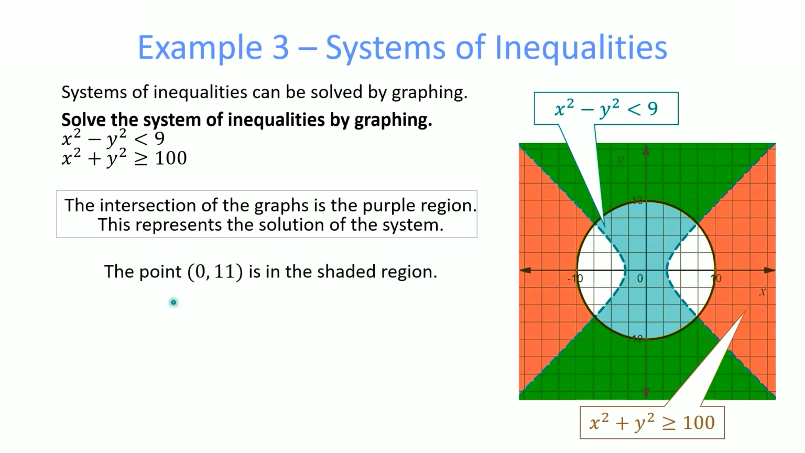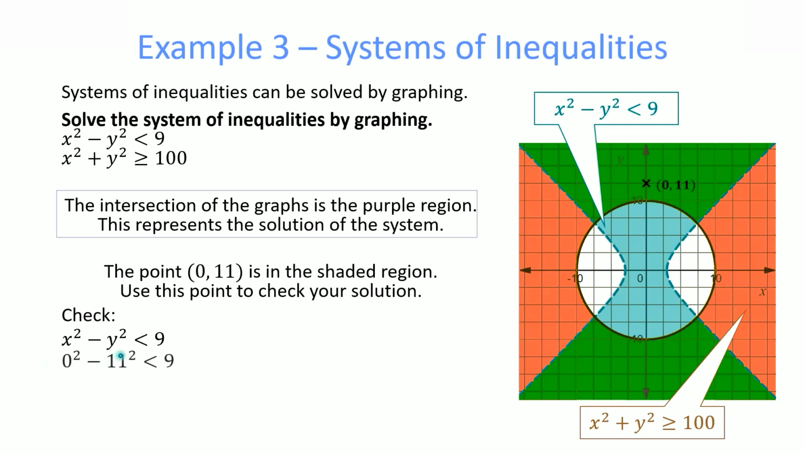Now, if we consider the point 0, 11, we see that 0, 11 here is in the purple region. It's in our shaded region, the region that we want. So we can use this point to verify our solution. How do we do this? Well, we take the point and we check it in each inequality. So here's the first inequality. We substitute x is 0, y is 11, and the inequality says that minus 121 is less than 9, which is true. So therefore, the point 0, 11 satisfies the first inequality.